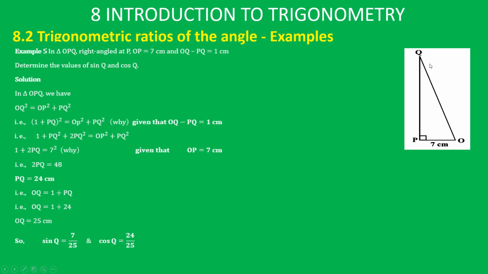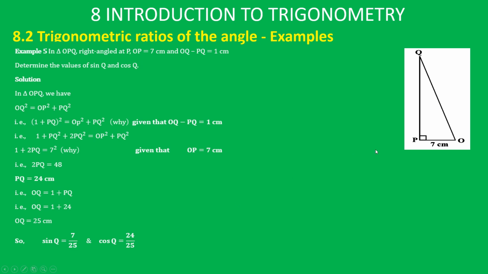But OQ is what? OQ is equal to 1 plus PQ. That means OQ is equal to 25 centimeters. Correct? OQ is equal to 1 plus PQ. Just now we derived 24. 1 plus 24, OQ is equal to 25 centimeters. So from this, we know all the sides. Okay, this is 25, this is 24, this is 7. Hypotenuse is always greater than the other two sides, correct? Yes, in a right triangle.